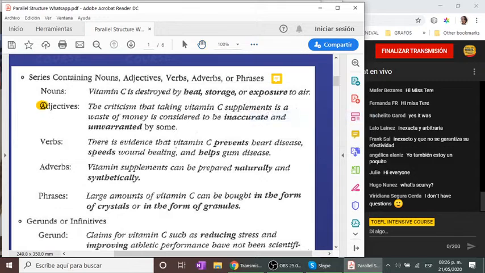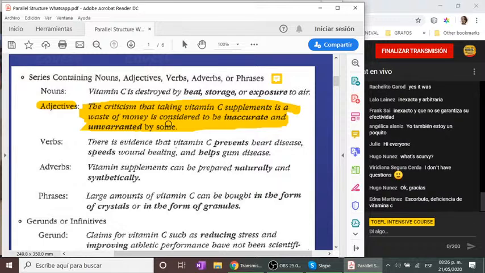I will line it. Okay, let's see. Let's do the first ones. Escorbuto, okay. I didn't know that word. Okay.